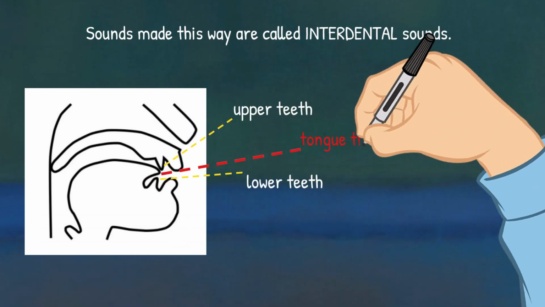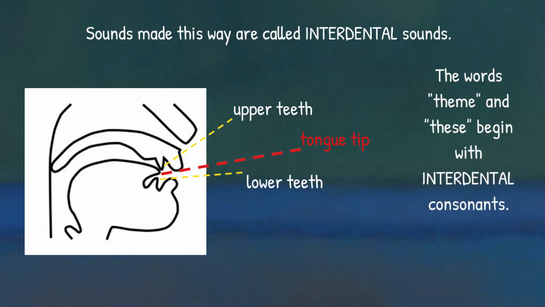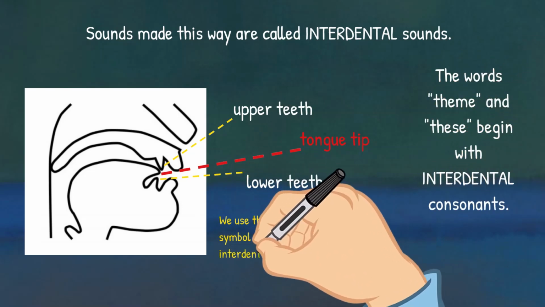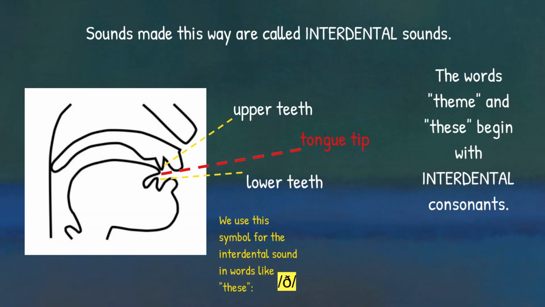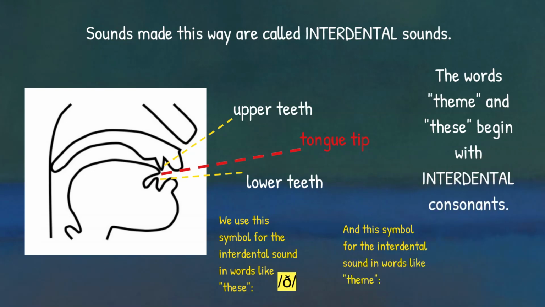Words like theme and these begin with interdental sounds. We use an eth symbol for words that begin with the sound in these, and we use a theta for the interdental sound that begins words like theme.